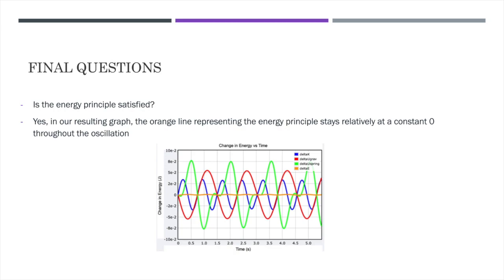So for our results, we were able to conclude that it does follow the energy principle, because as you can see in the final graph, delta E stays at a constant 0 throughout the entirety of the experiment. So now we can answer the final questions. Is the energy principle satisfied? Yes, because in our resulting graph, the orange line representing the energy principle stays relatively at a constant 0 throughout the oscillation.